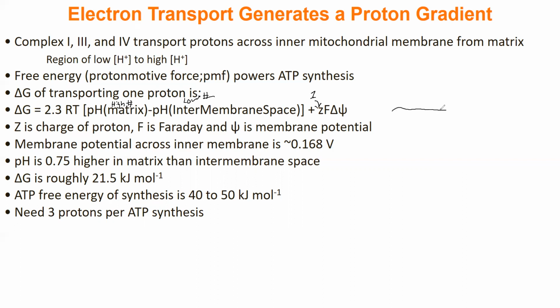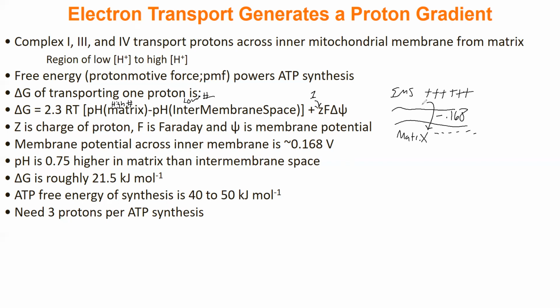So again, let me draw this out. Intermembrane space, matrix. The intermembrane space has a lot of positive charges. Therefore, the matrix will not be as positively charged. So we say that the membrane potential is 0.168. So for moving protons from the intermembrane space to the matrix, that's a change of negative 0.168. That's how it works.